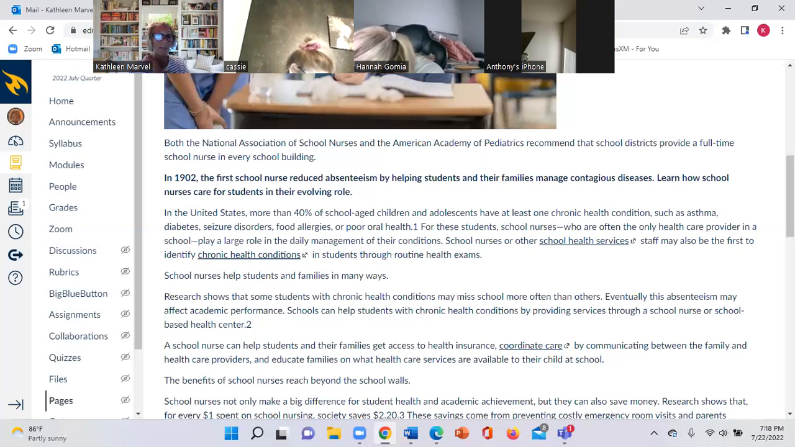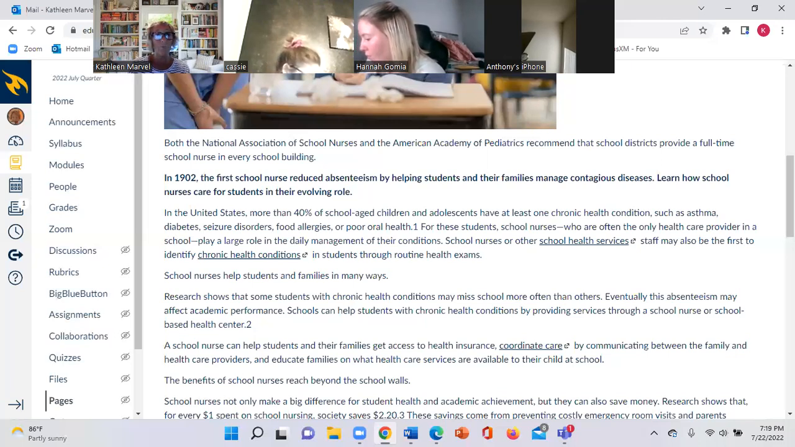We know in the United States, more than 40% of school-age kids have at least one chronic health condition. That could be asthma, allergies, seizures, diabetes, or oral health. A lot of times in some of the poverty-stricken areas, the school nurses are often the only health person that these kids see. So school nurses play a huge role in daily management. Our job is to keep the kids safe.